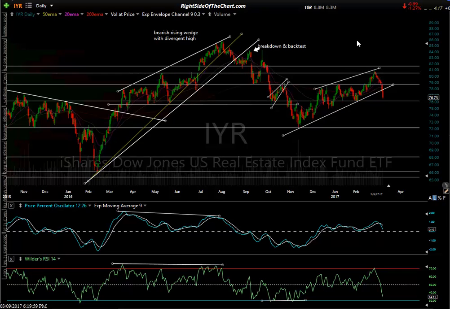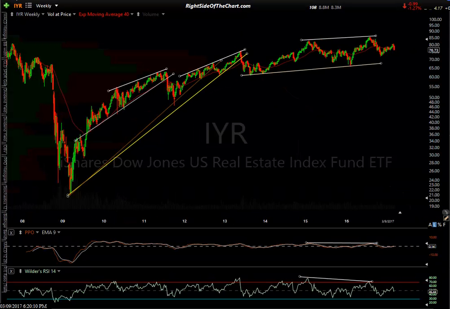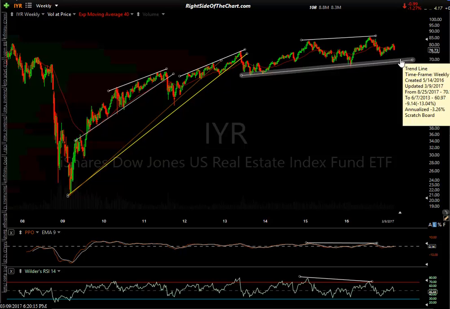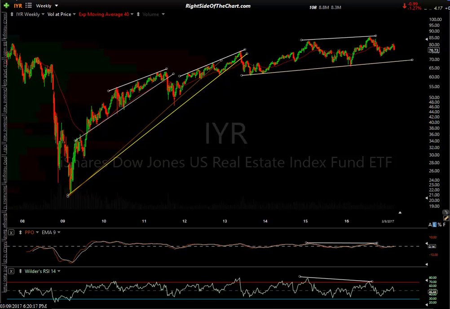But right now, everything is lining up, and you can see, this is IYR, this is a breakdown back test, and the REITs have topped a long time ago and look pretty ugly. There's a long-term chart, so if you ask me where they're going over time, they're probably going to visit the bottom of this downtrend line here. But all right, let's wrap it up there.